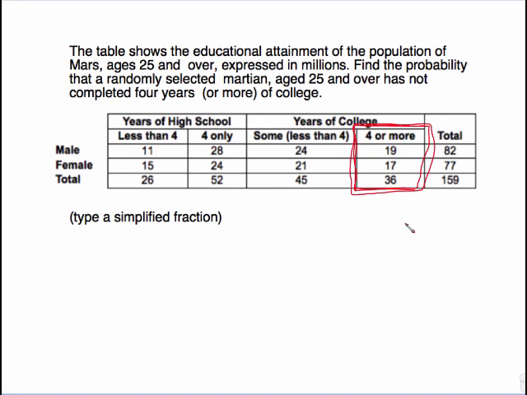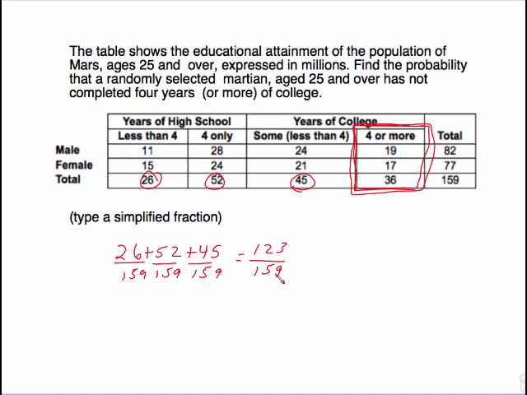So what I would need to do is add up my total here, 26 plus 52 plus 45. Of course, all of these over 159, which is 123 over 159. And believe it or not, these reduce by 3. And how do I know it reduces by 3?